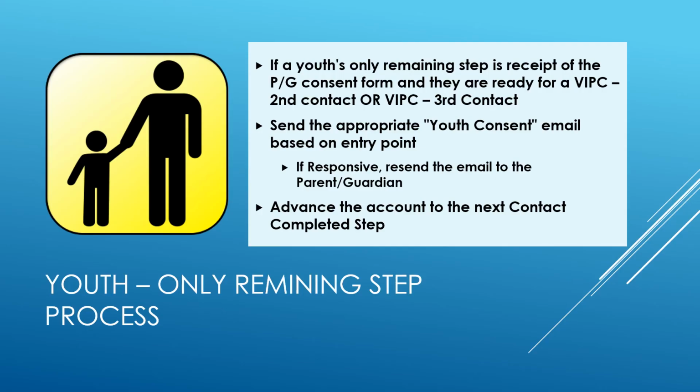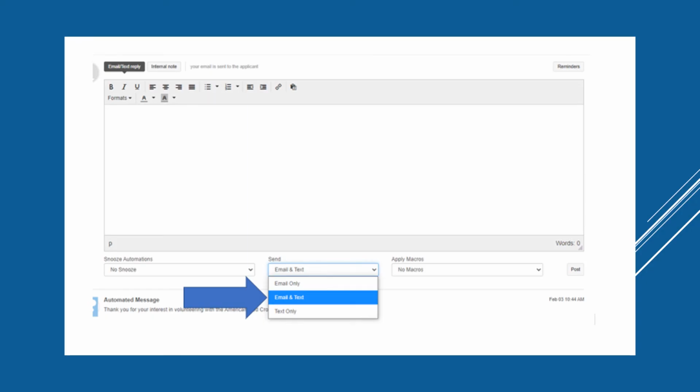If a youth's only remaining step is the receipt of the parent-guardian's consent form and they are ready for a VIPC second contact or VIPC third contact, send the appropriate youth consent email based on the entry point. If responsive, you will also resend the email to the parent or guardian and advance the account to the next contact completed step. All emails to youth waiting for parent-guardian consent should be sent as both email and text.